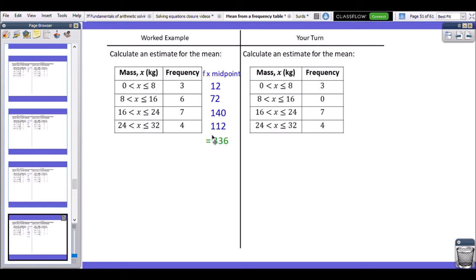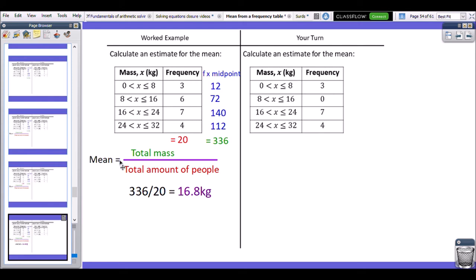Alright, so my total mass of all of these people is 336. If you added up all their weights, you would get 336. So the mean would be the total mass, all of their mass added together, divided by the total amount of people. The total amount of people is far easier to work out. I just add up the frequencies, the number of people, and that gives me 20. Therefore, I'm doing 336 divided by 20, and that gives me an estimate for the mean of 16.8 kilos.